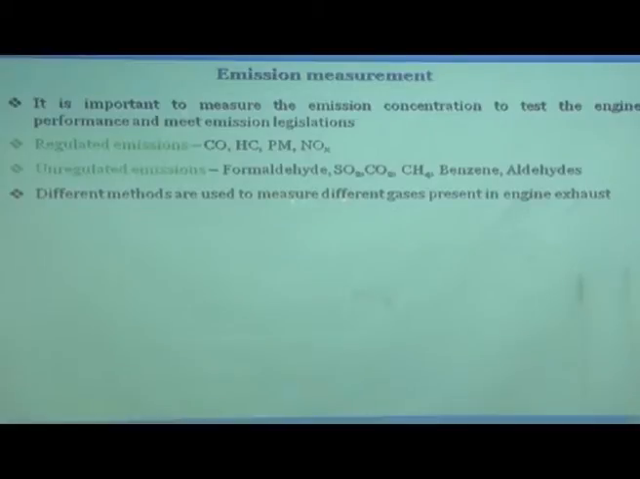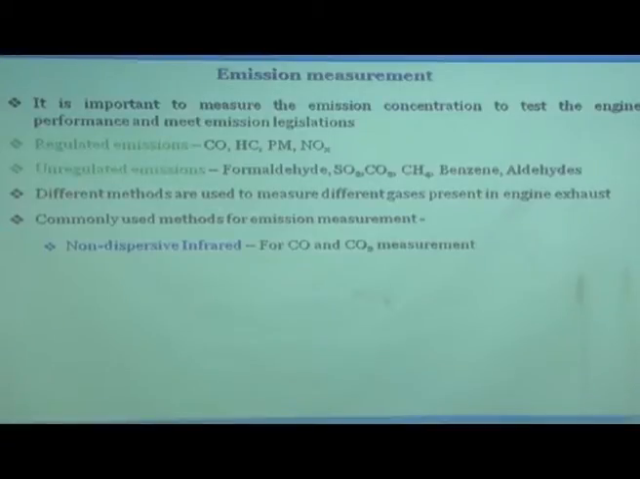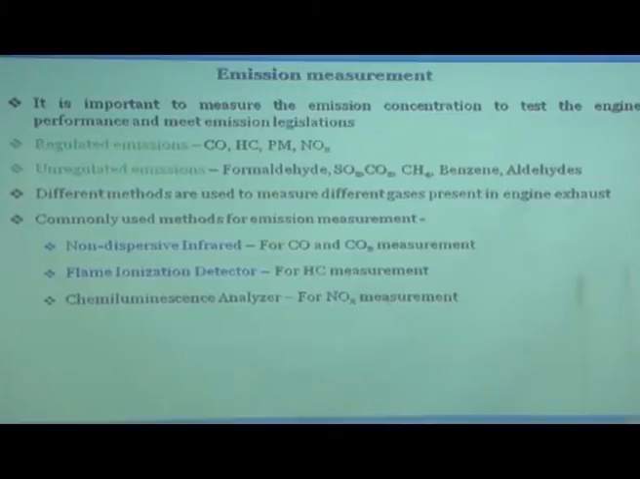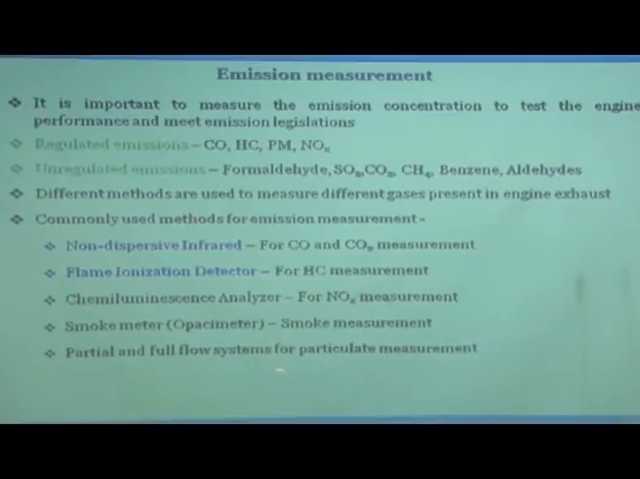Okay. So, there are different methods that are used for different gases present in the exhaust gas. The commonly used method for measurement of CO and CO2 is called NDIR, non-dispersive infrared measurement. The NDIR technique is a very standard technique used for CO and CO2 measurement. Then for hydrocarbon measurements, you have something called FID, flame ionization detectors, and for NOx measurement, you have a chemiluminescence detector. And for smoke or particulate measurements, you have the smoke opacimeter, and for particulate measurement, you have partial flow or full flow measurement systems.